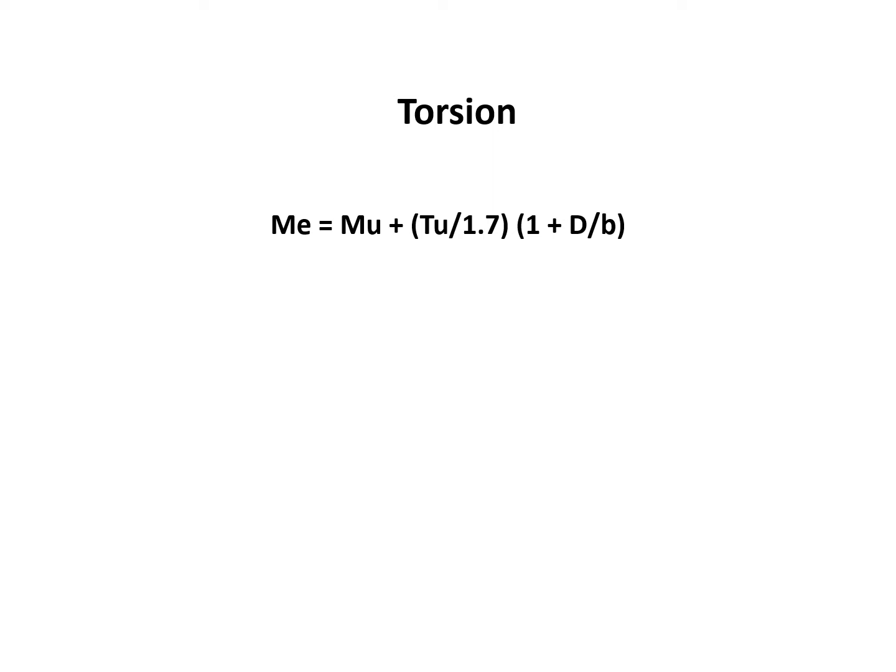Torsion, you know, is again very complicated. They have made your life simpler. They say that if you have torsion TU and moment MU applied to the beam, then modify MU by this formula to ME, where MU is the factored moment, T is the factored torsion, D is the depth of the beam, and B is the width of the beam. And similarly for shear also, if there is a torsion, instead of VU, you use V equivalent. So see, a complicated thing, they have made it simpler for the design.